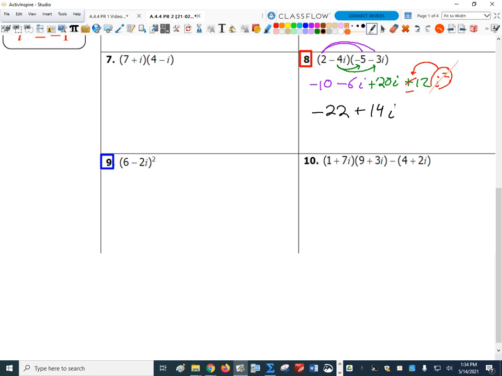6 minus 2i squared, I can just rewrite that as 6 minus 2i times 6 minus 2i and FOIL it out, or distribute, just like we did on the last one. Okay?